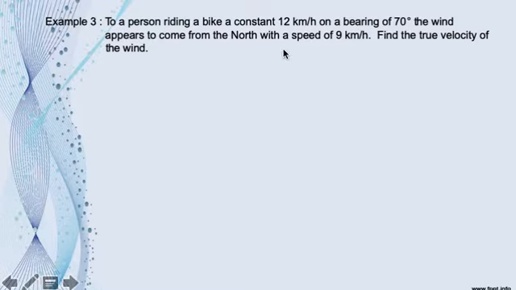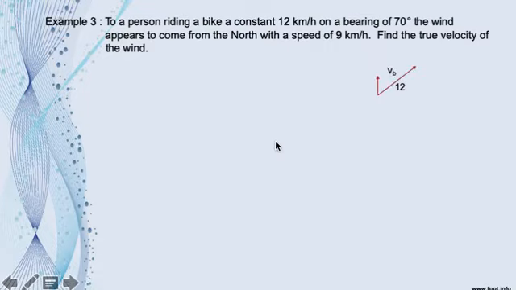So rather than the wind pushing him, it says the wind actually appears to be coming from the north, but obviously he's traveling at his own speed. Well, not towards it, but he's traveling as well. So how could we work out what the true velocity of the wind is if we can see that it appears to come directly from the north?